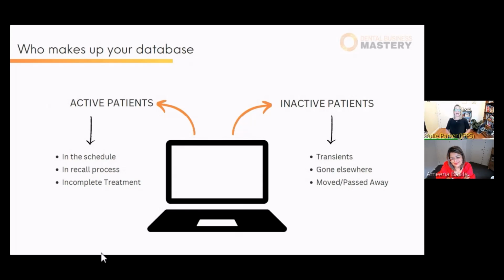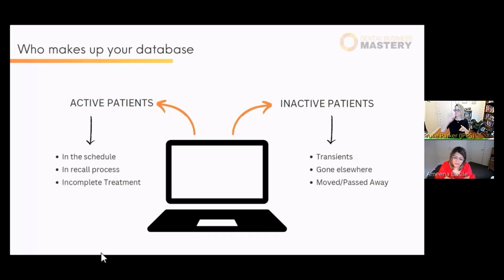And what makes up your database are two things, both active patients, those that are coming back for recalls all the time. They might be mid-treatment. They may not ever come back in for checkups and cleans, but they're in the middle of a root canal because they had a toothache, for example. And inactive patients. And then within those two categories of active patients and inactive patients, these are the people who are in your database.